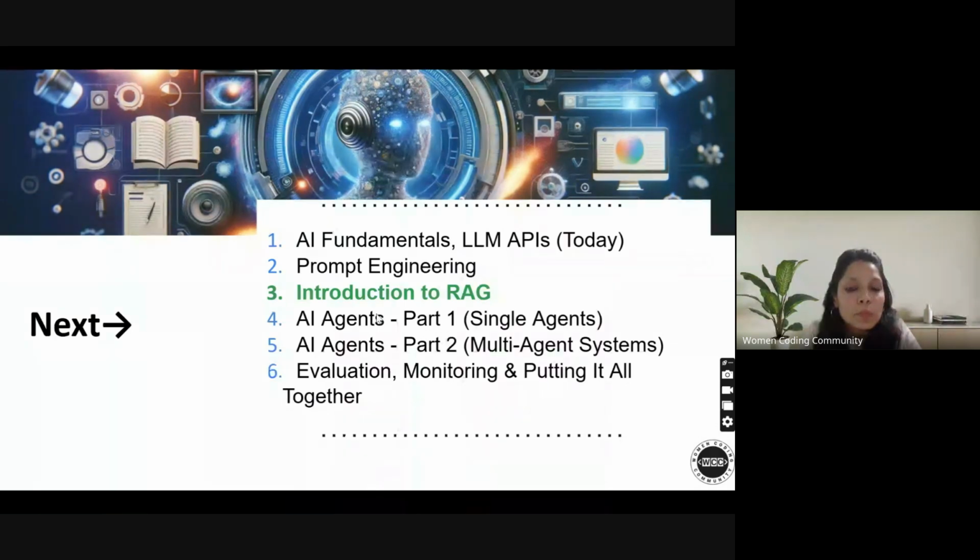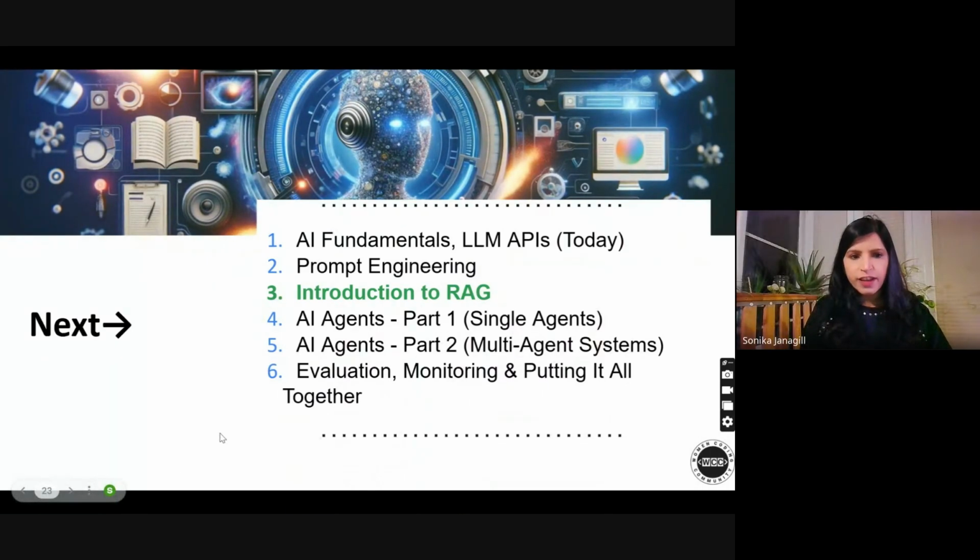Yes, so next session we'll cover RAG. You might have heard about it. If you haven't, this is basically giving external memory to your LLMs, especially because they have cutoff dates and things like that, so they are not updated. So how to do that? We'll learn that in the next session.